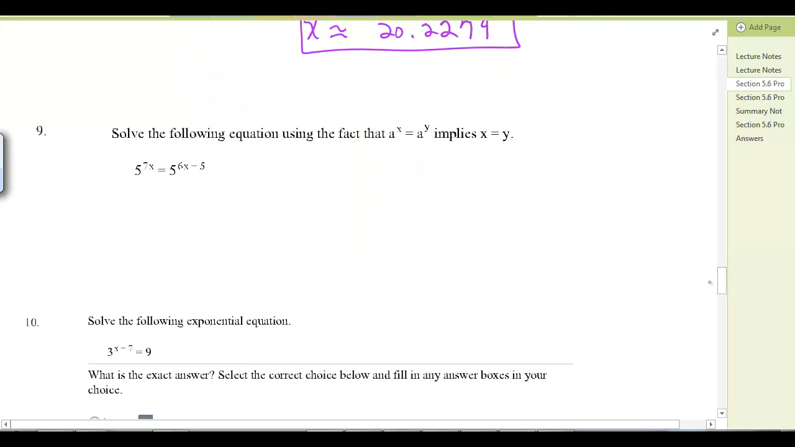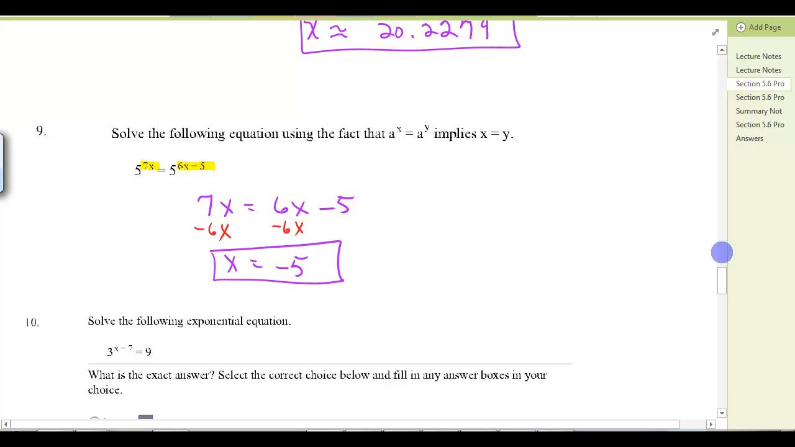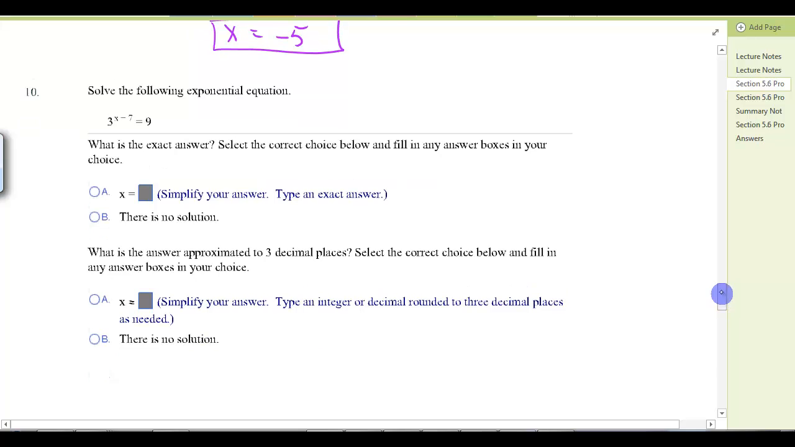All right, number 9. Again, we have the same bases, and we should recognize that these exponents then have to be equal. So we would have 7x equals 6x minus 5. Subtract 6x on both sides. You have x equals negative 5, and you are done with that one. That's a good one. All right, let's look at number 10.